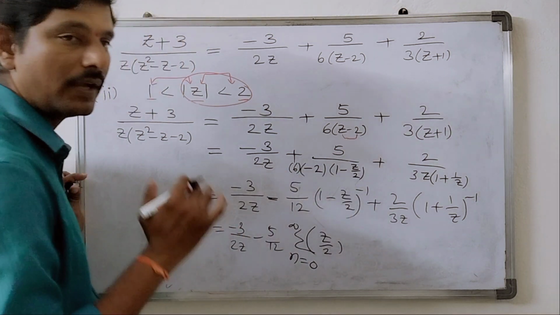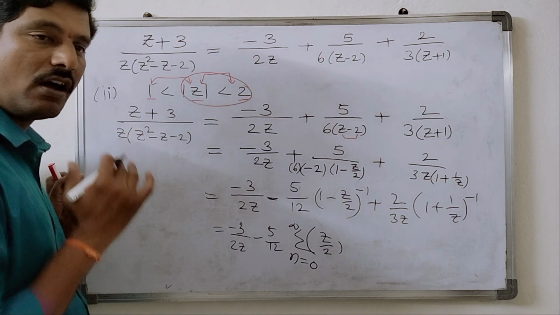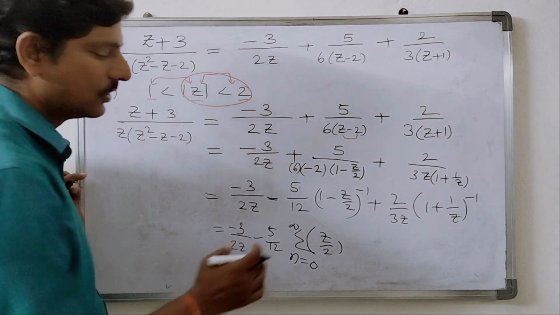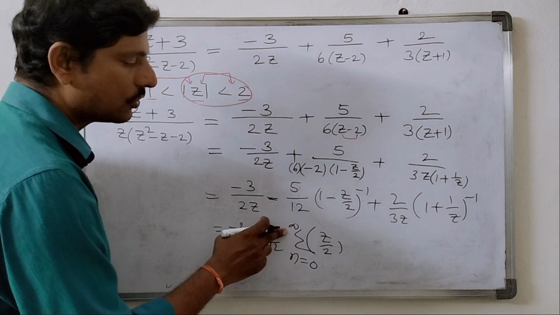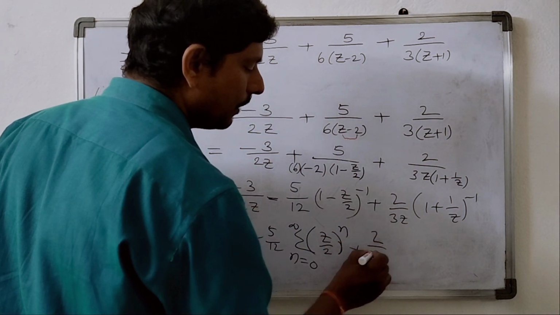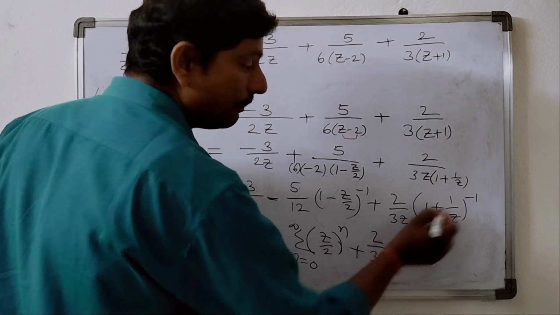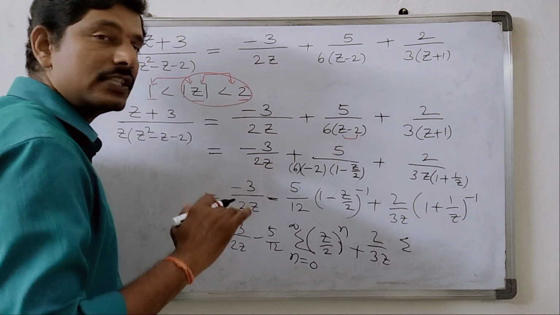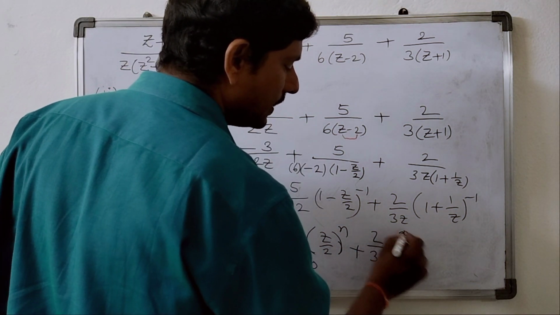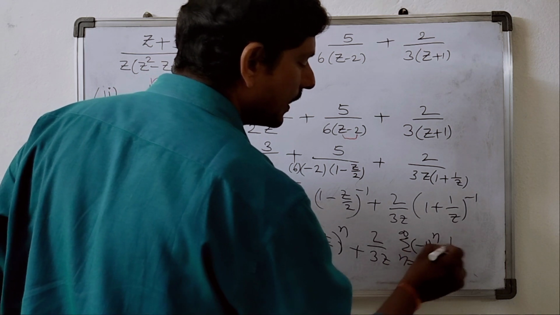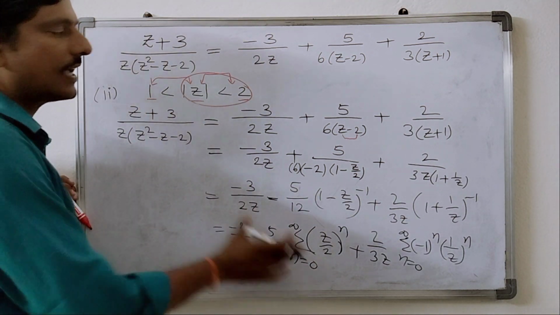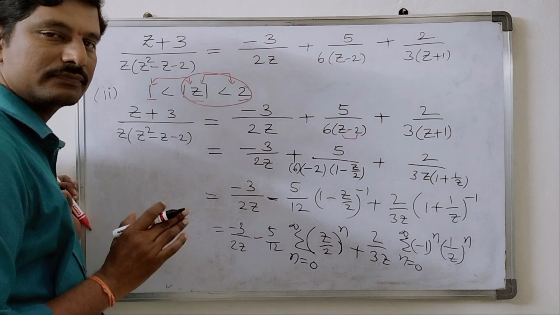Here it is minus, here it is minus, so minus minus is there. The expansion of (1 minus x) whole power minus 1 consists of all positive terms only: 1 plus x plus x squared and so on, x to the power of n. So we write it in short form as sigma n equals 0 to infinity (z by 2) whole power n. Plus 2/3z of (1 plus x) whole power minus 1, which consists of positive as well as negative terms, so sigma n equals 0 to infinity (minus 1) whole power n into (1/z) whole power n. So this is the expansion in this region. Clear? Now we'll move to the next region.